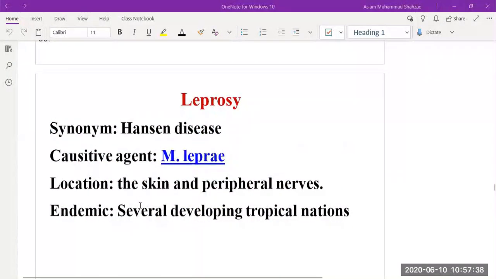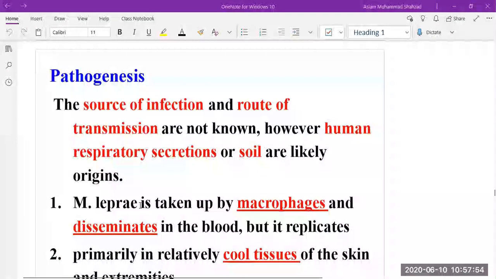It is caused by the causative agent M. leprae. It is also known as Hansen disease, so please do not be confused by the name. It usually occurs in the skin and peripheral nerves, and is endemic to several tropical nations. The source of infection and the route of transmission are not known. However, it is thought to be related to the soil.